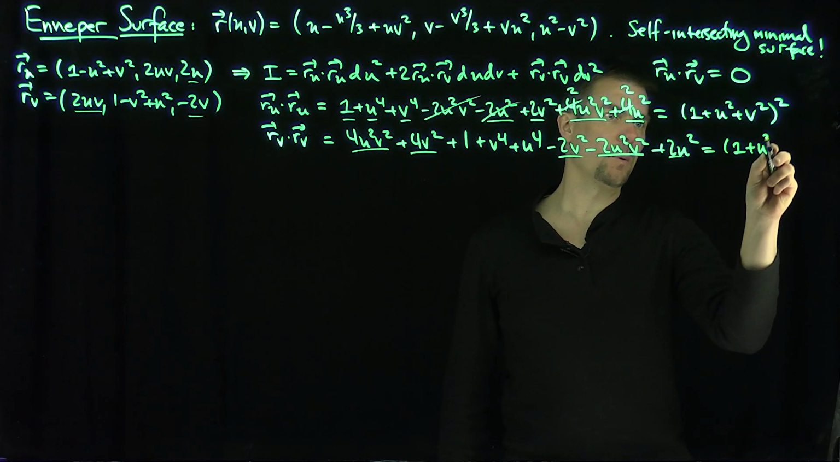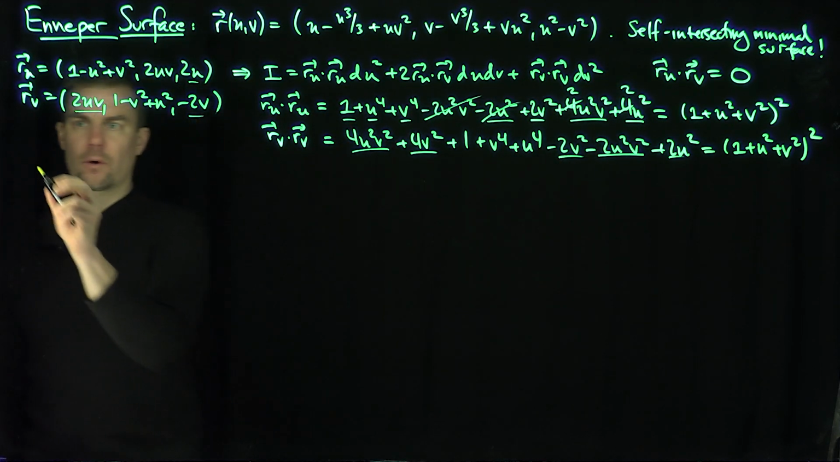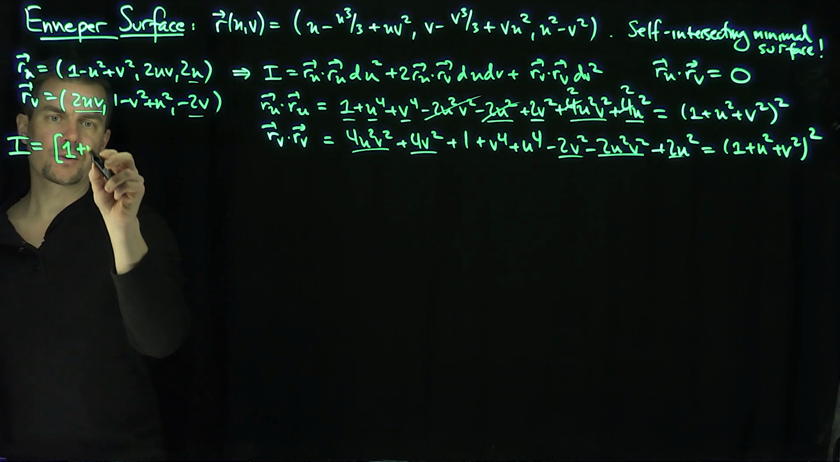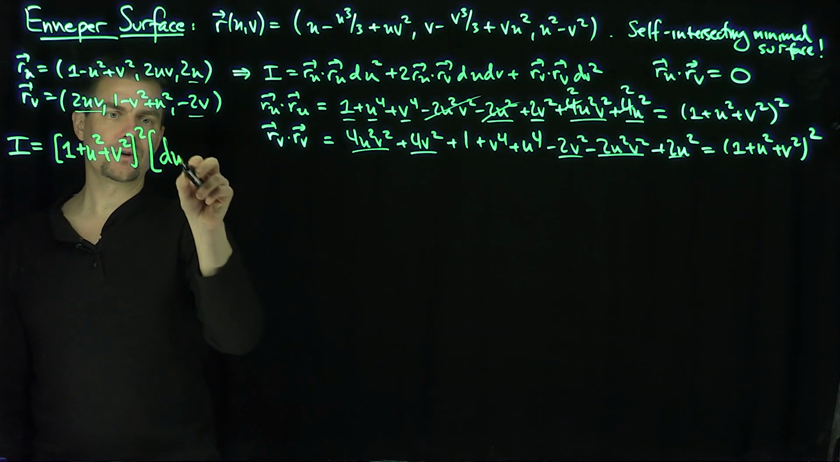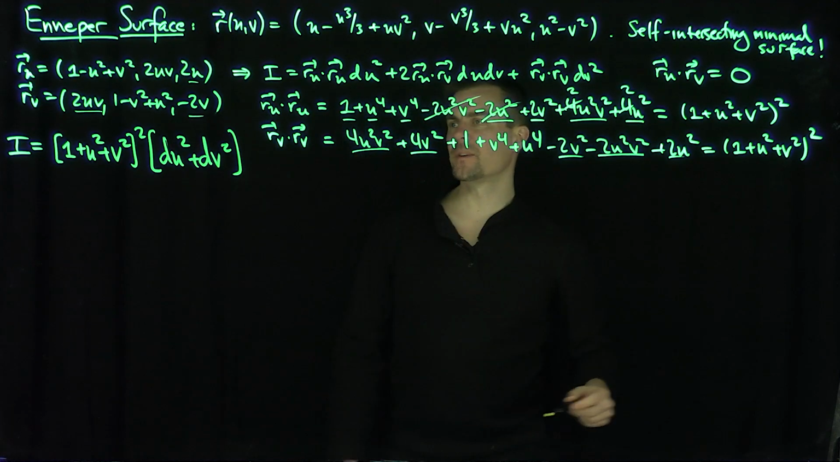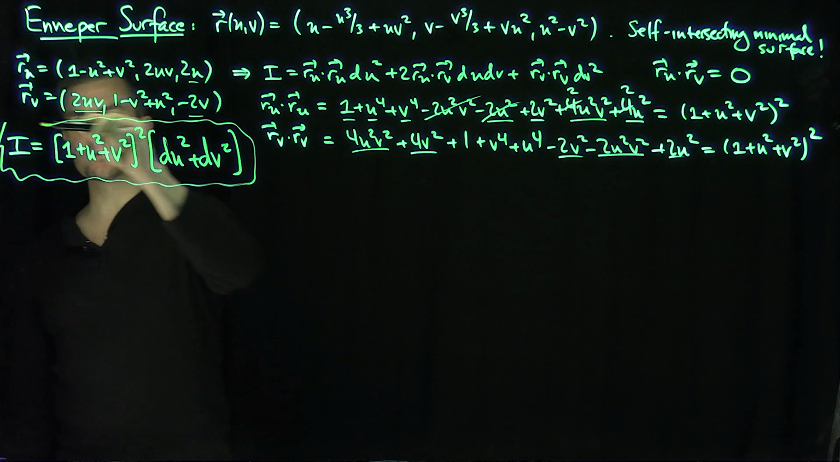So we have a perfectly conformal metric, right? Beautiful. So now my first fundamental form, I, is exactly this expression, 1 plus U squared plus V squared, quantity squared, times du squared plus dV squared. Beautiful. So we have our first fundamental form of this Enneper surface. Great. It's a conformal mapping, so it preserves angles.